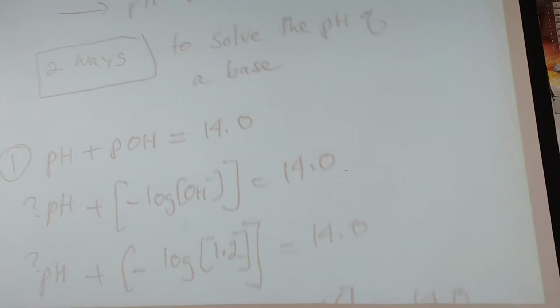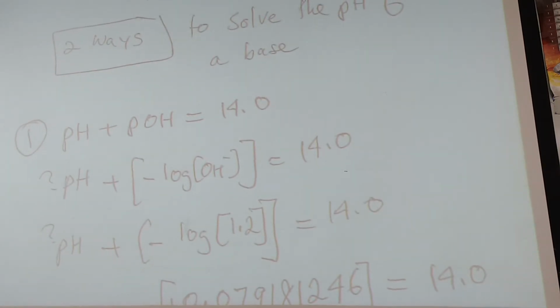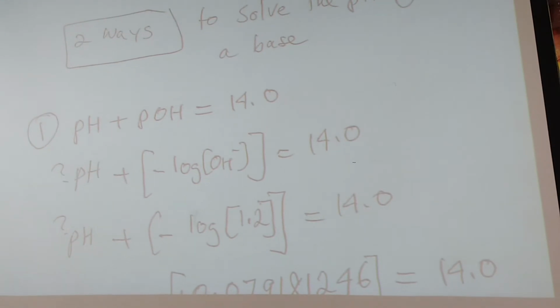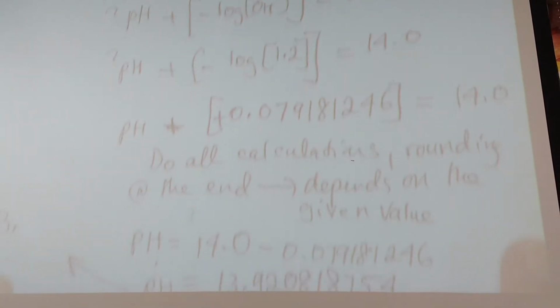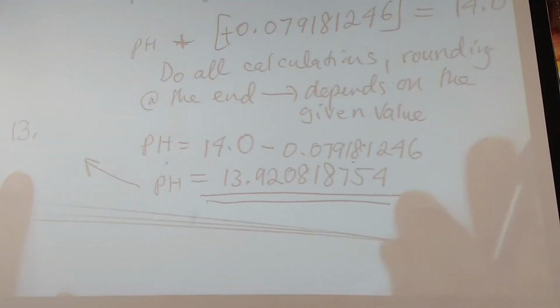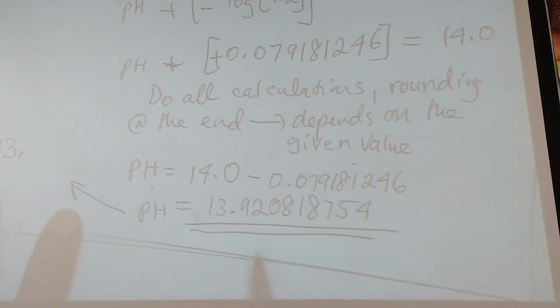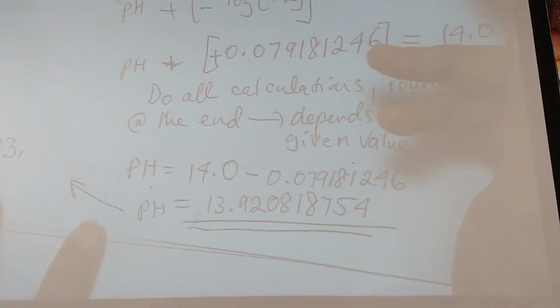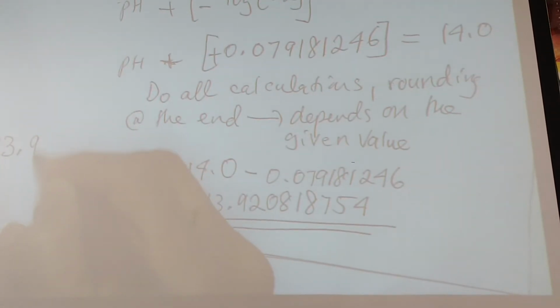So my answer has to be what? Two. The pH will be two after this. The 13, I don't care about the 13 here, guys. I don't care about the 13, correct? And how many digits after the decimal do I have to have? Two. So it would be 13.92.